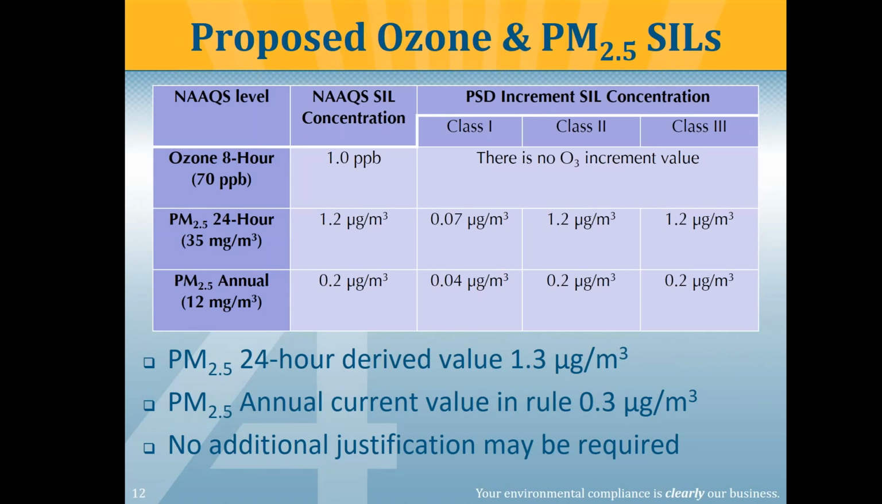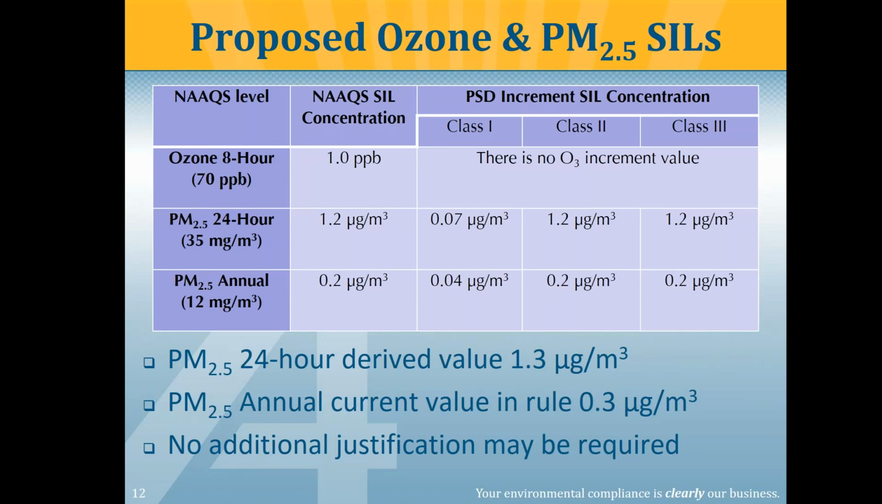In addition to the ozone SIL, EPA's guidance also came up with the revised PM2.5 24-hour and PM2.5 annual SILs. The PM2.5 24-hour SIL used to be 1.3 micrograms per meter cube. They ratcheted it down to 1.2 micrograms per meter cube. I'm sorry, it used to be 1.2 micrograms per meter cube, and even though EPA's methodology derived it to be 1.3 micrograms per meter cube, EPA decided that because 1.2 is the more conservative value and it is in the rulemaking right now, we're going to go ahead with 1.2 micrograms per meter cube.